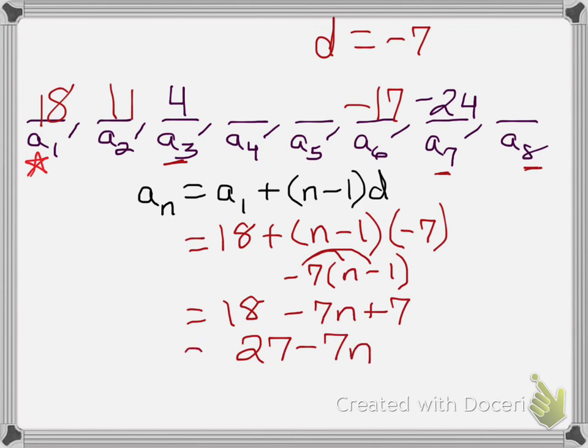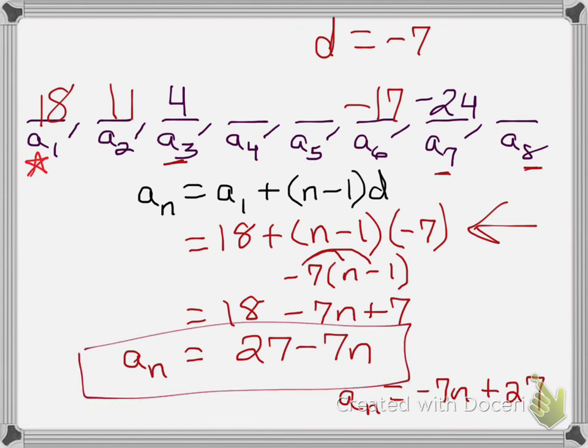And this is technically your explicit formula, but if they expect you to write it in y equals mx plus b form, you could switch it around and say a sub n equals negative 7n plus 25. It's all the same thing. Also, if they don't want you to go further and distribute and all that stuff, you could have just stopped right here at this step because the main thing was to find the common difference and the first term. All right, and that's it.